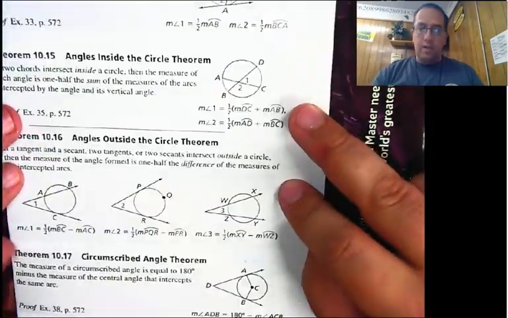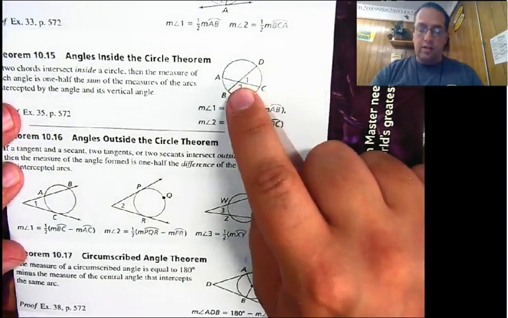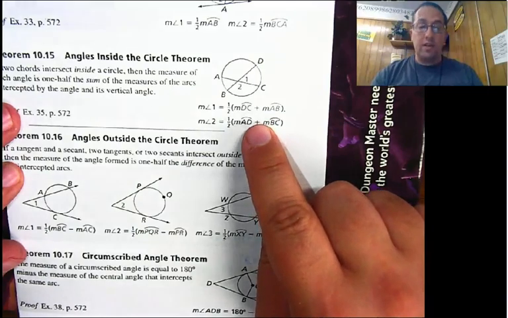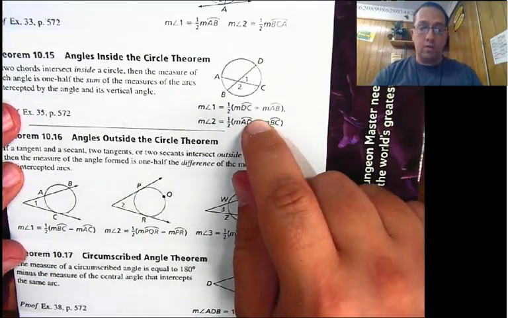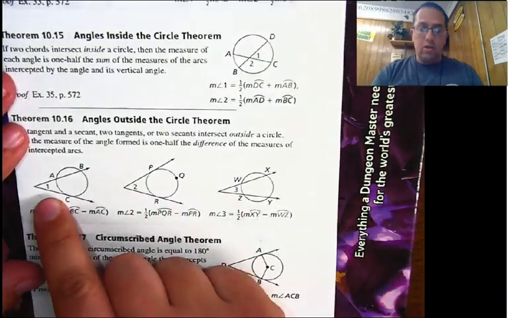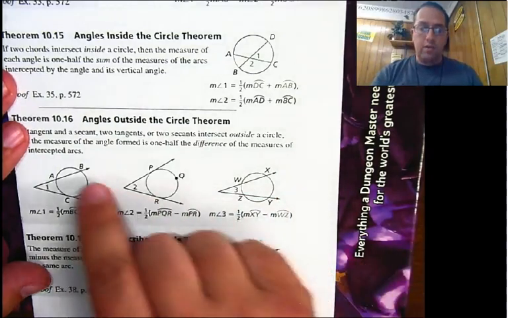Here's what people mess up. You got to remember, if lines intersect inside the circle, you're going to take 1/2 of the sum. You add them up, divide by 2. If they intersect outside the circle, you take 1/2 of the difference, subtract them, and divide by 2.